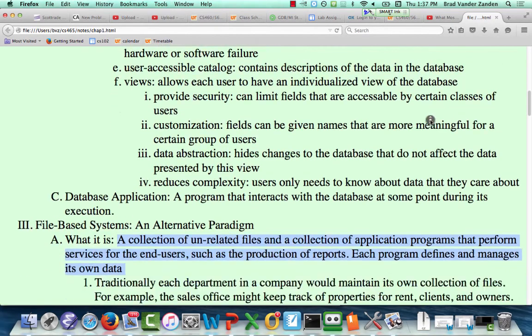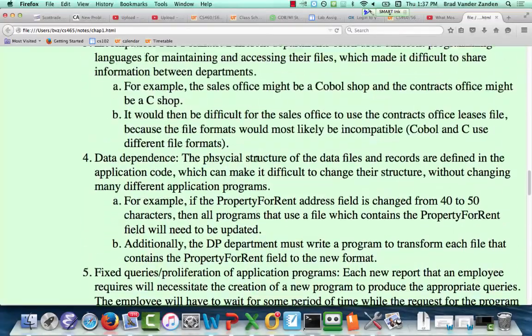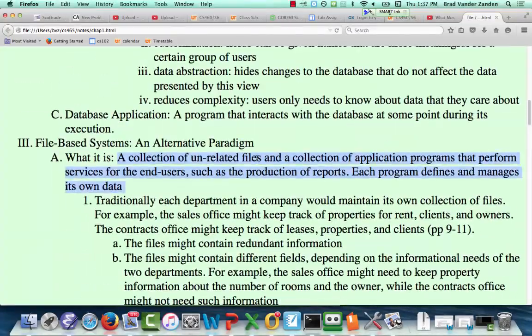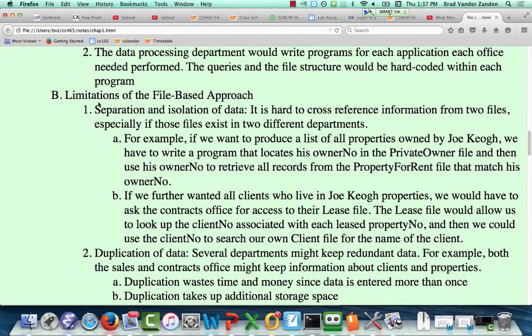So, a collection of unrelated files and a collection of application programs that perform services for the end user, such as production of reports. Okay, so there's a whole bunch of issues with this.